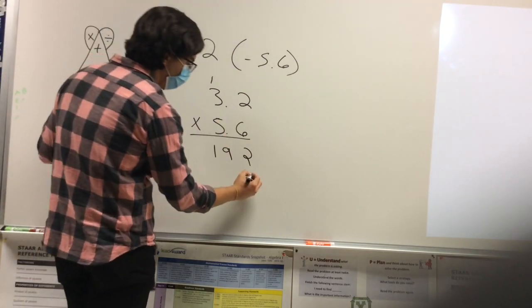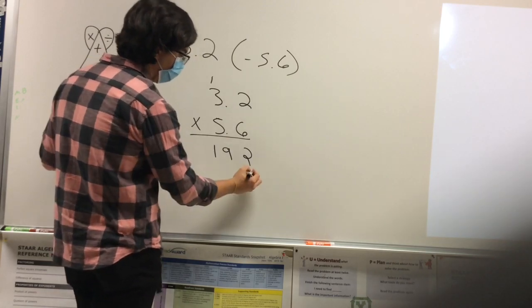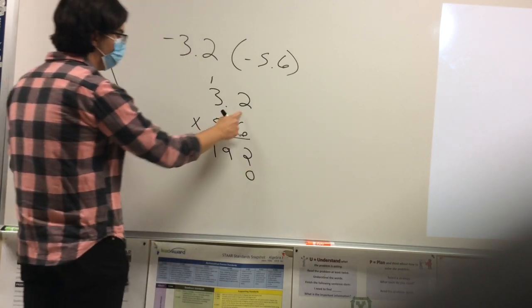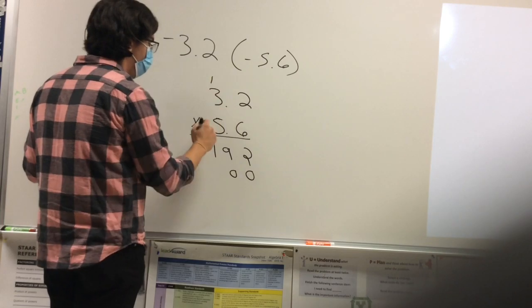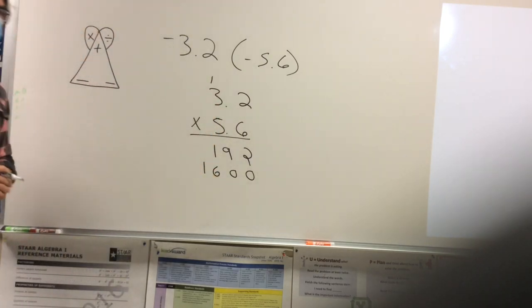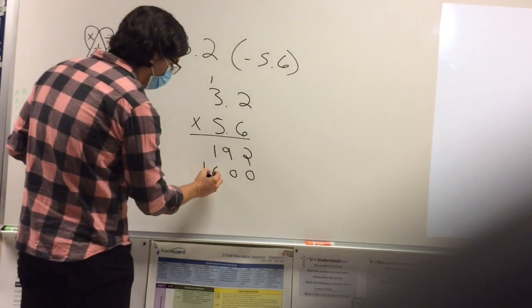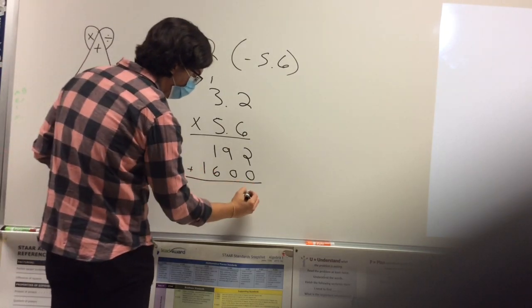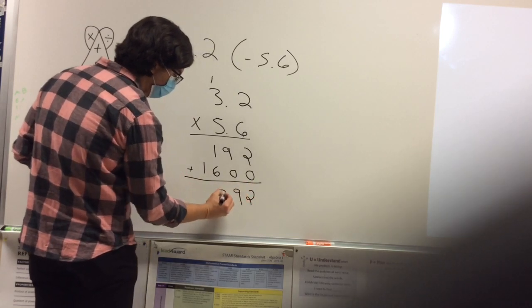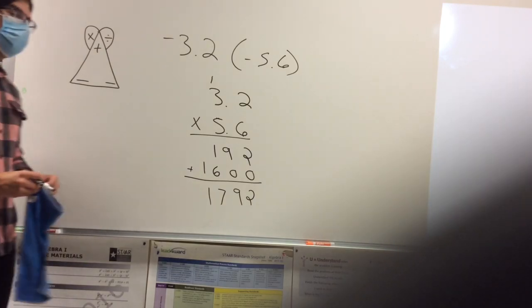5 times 2 is 10. Oh, whoops, skipped a step there. You gotta put your place value holder. Now we're gonna do 5 times 2, which is 10. Carry my 1. 5 times 3 is 15 plus 1 is 16. We good there? Okay, next we need to add all of these up. 2, 9, 7, 1. Isaac, can you tell me where my decimal is going to go?